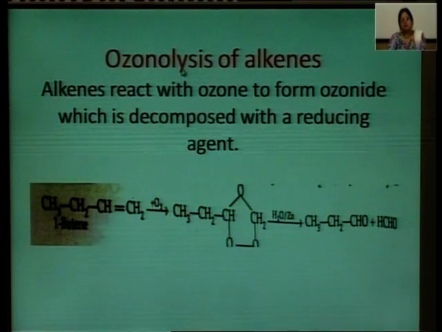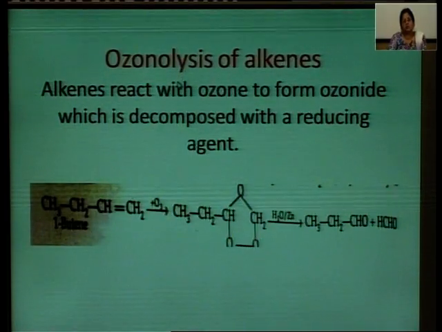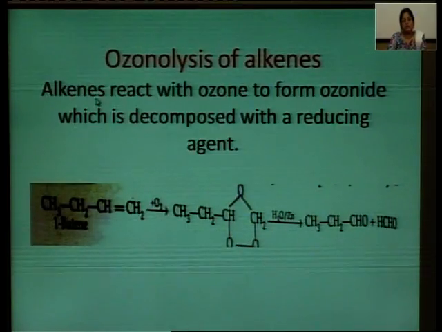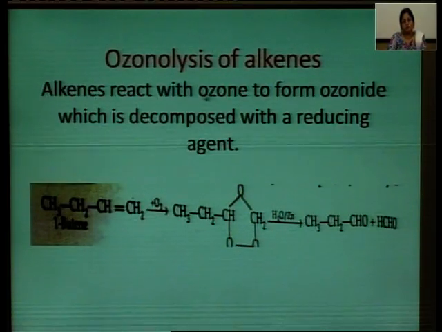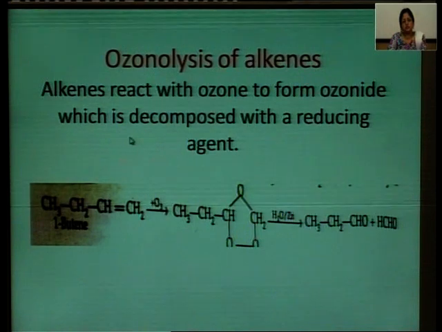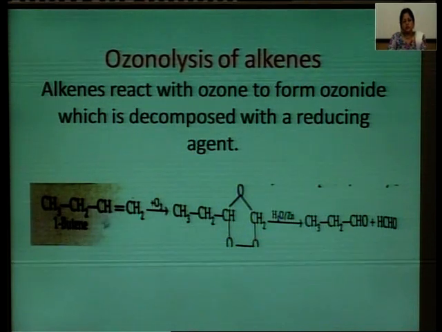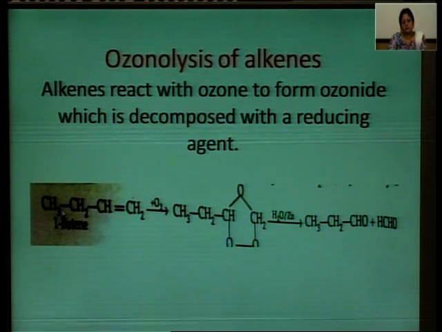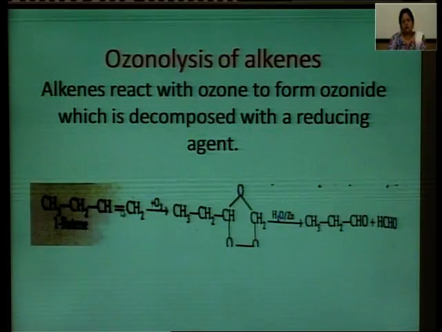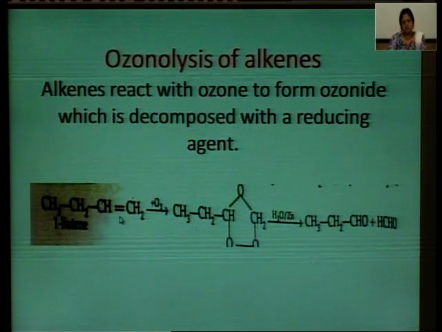Next method for the synthesis of the aldehydes is the ozonolysis of the alkenes. Alkenes react with ozone to form ozonide, which is decomposed with a reducing agent. This is the alkene 1-butene. This is a butane compound having a double bond at the 1 position. So, this compound is 1-butene.